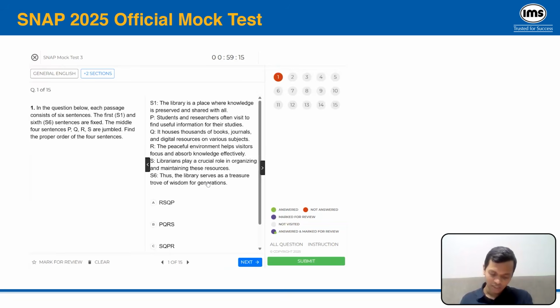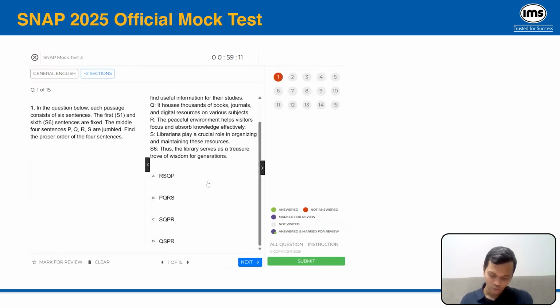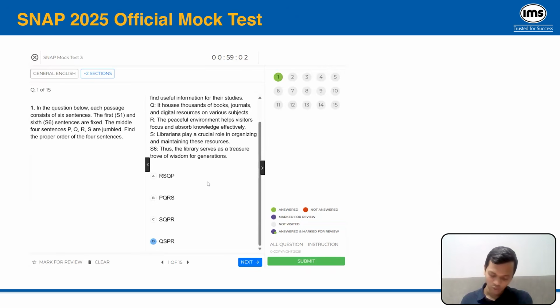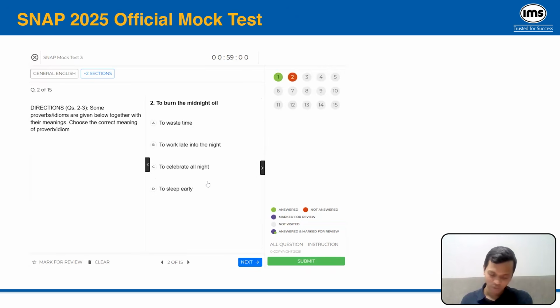R should not be the starting. It houses thousands of books. So Q, I think, is a very good starting. So Q. It houses thousands of books. Librarians play a crucial role in maintaining these resources. So these must be talking about Q. So I think I'm going with QSPR. So let's go to the next one.